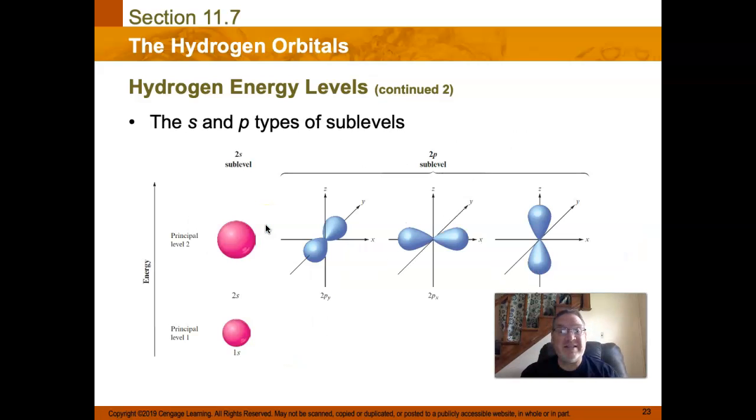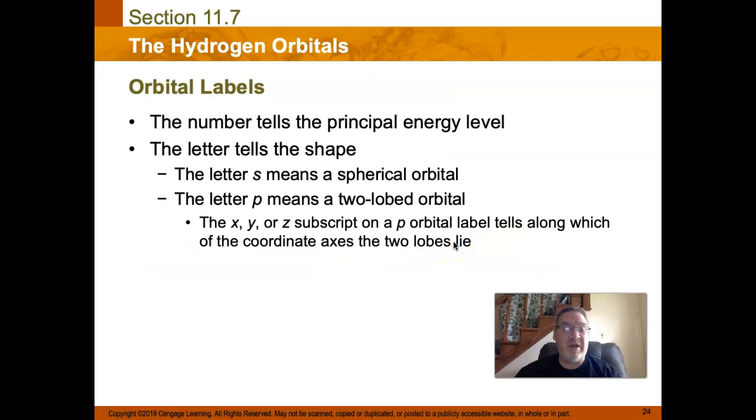The sublevels have distinct shapes. The S sublevel, which is the easiest and the lowest energy, is shaped like a sphere. The P sublevel looks like a figure 8, like a pinched-in balloon. And the shapes for what we call the D and the F are much different.